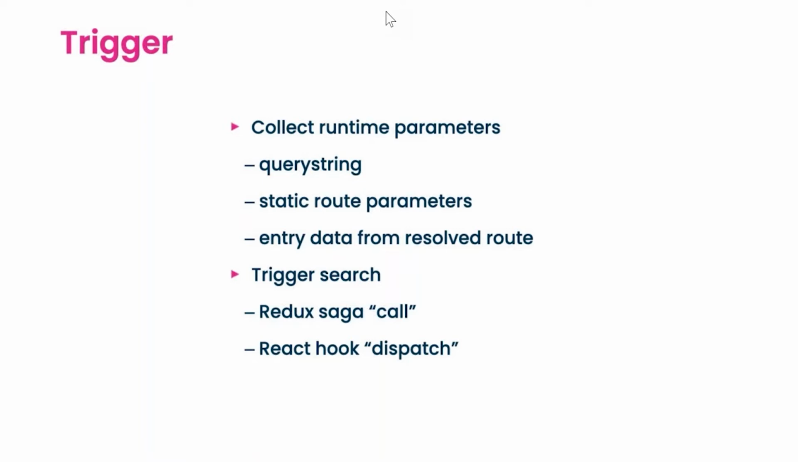The runtime parameters could appear in the query string, they could appear as part of the static route, or, as I discussed just then, they could be resolved from entry data that was in the route that we've landed on. And then the trigger for the search itself, depending on how we need it to behave, would be a Redux Saga call directly from our routing event. Or if we don't need it to work at that level, and we need it to work in line at a component level, we can use a React hook that underneath the covers calls a dispatch method to dispatch a specific search trigger action.